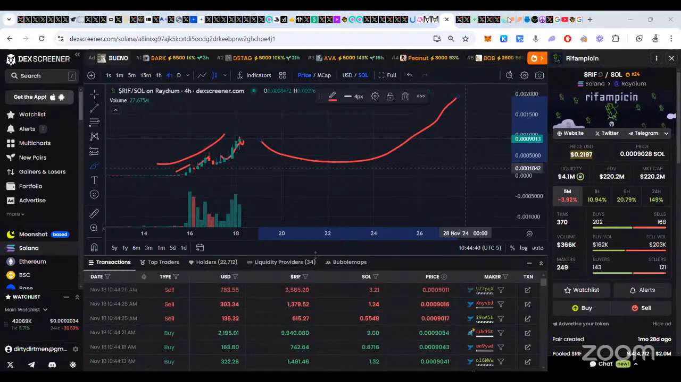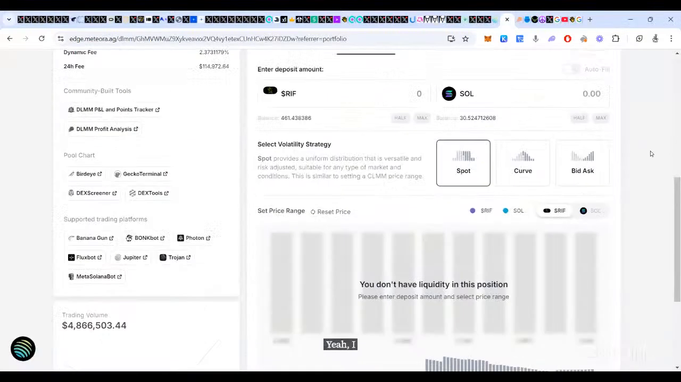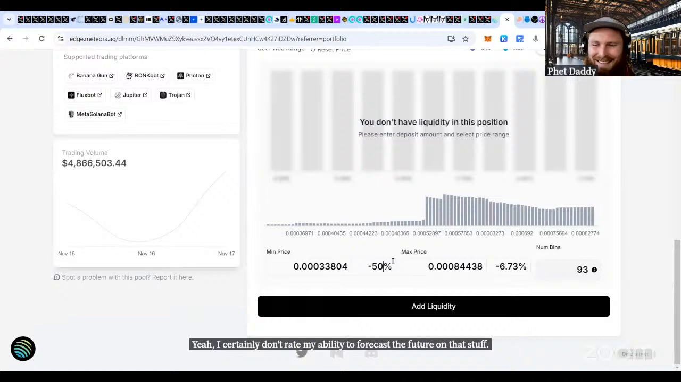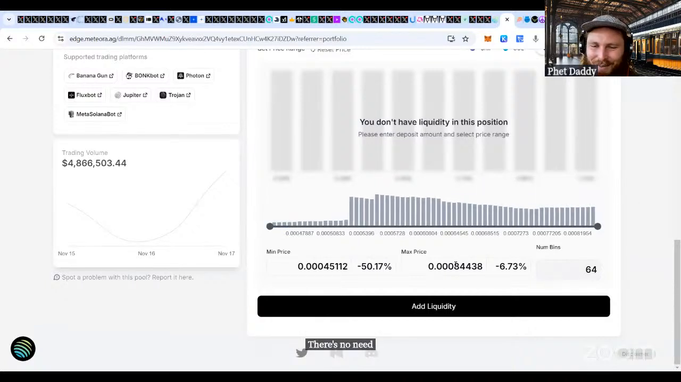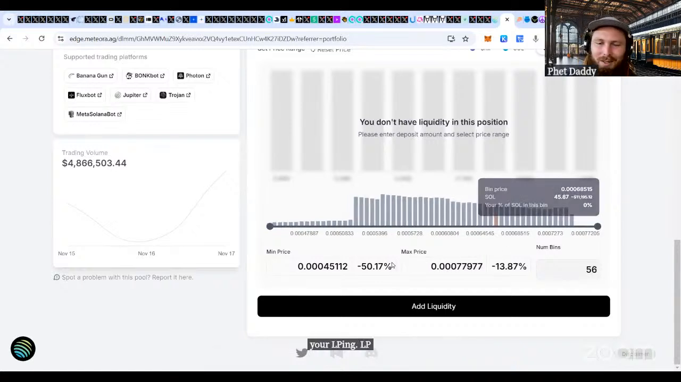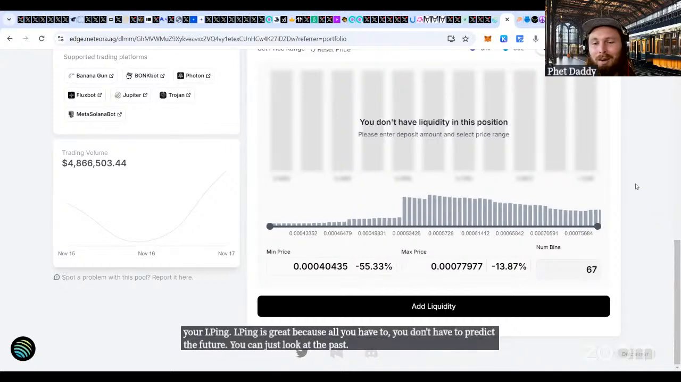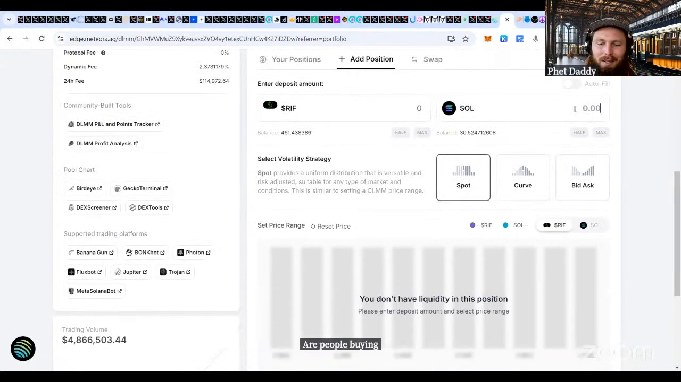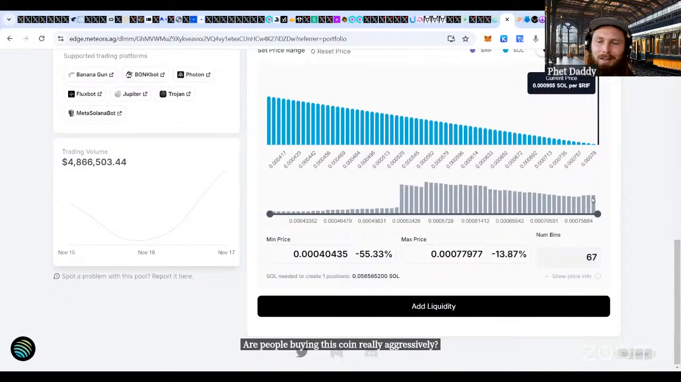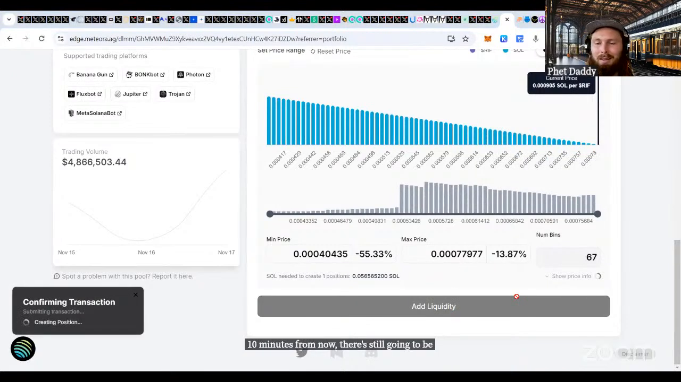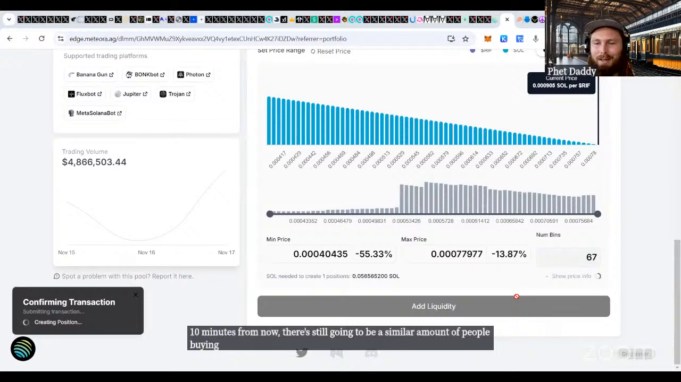Yeah, I certainly don't rate my ability to forecast the future on that stuff. There's no need if you're LPing. LPing is great because you don't have to predict the future. You can just look at the past. Are people buying this coin really aggressively? And if so, that means 10 minutes from now, there's still going to be a similar amount of people buying. So that's why LPing is really great.